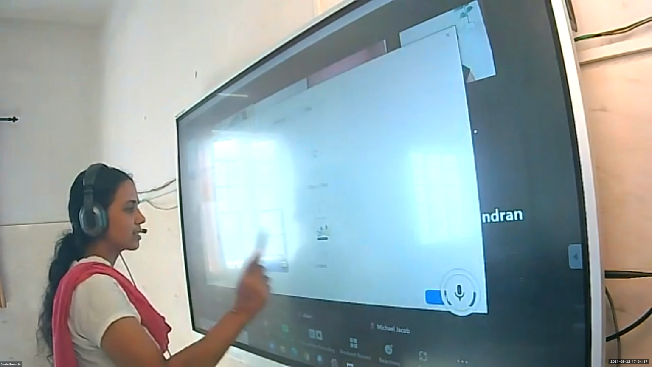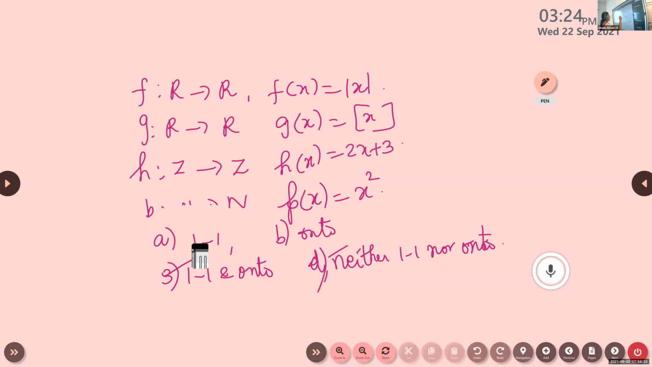Yes, you can assign some values and check. The domain is Z to Z. What is h of 1? 2 into 1 plus 3, which will be 5. What is h of minus 1? It is 1. It is from Z to Z. Is it possible? Check it. Will it exist?